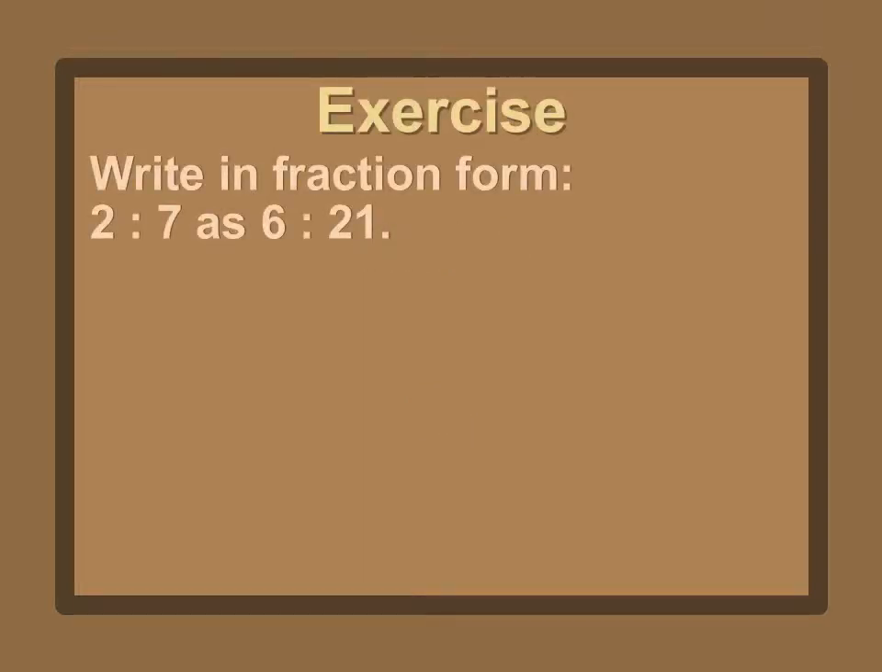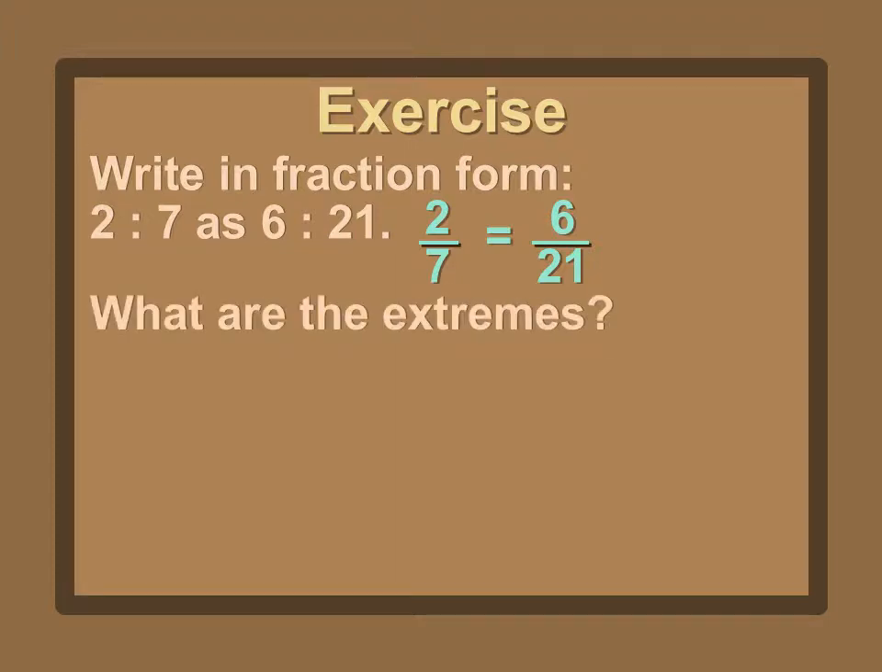All right, so before we begin, I want us to remind ourselves. I want us to write in fraction form this proportion. 2:7, remember that's a ratio. So this reads 2 is to 7 as 6 is to 21. So when we write this as a proportion, we get 2 over 7 for the left fraction equals 6 over 21 for the right fraction.